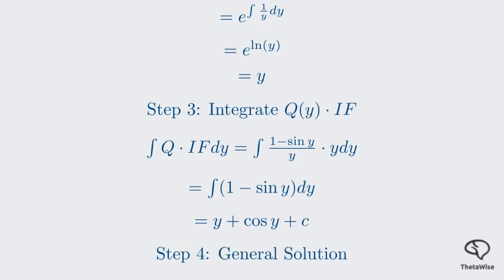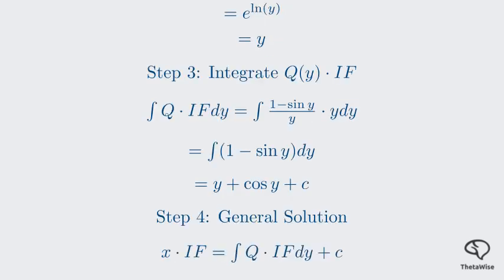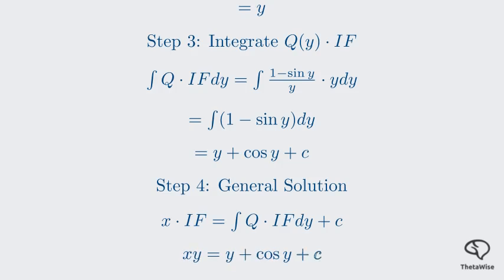Step 4. General solution. Our general solution is x times I(y) equals the result of step 3. Substituting our integrating factor y and our integral, we get xy equals y plus cosine y plus c. This is the general solution for example 4.7. This problem is an excellent reminder to be flexible with your variables. If an equation is nonlinear in y but linear in x, flip it around and solve for x. It's a clever and powerful technique.